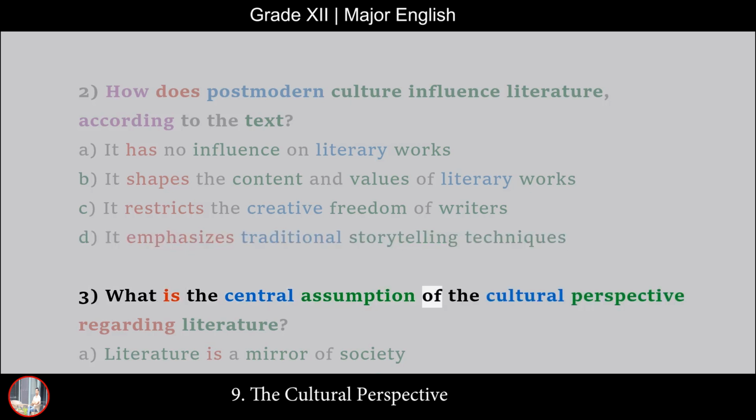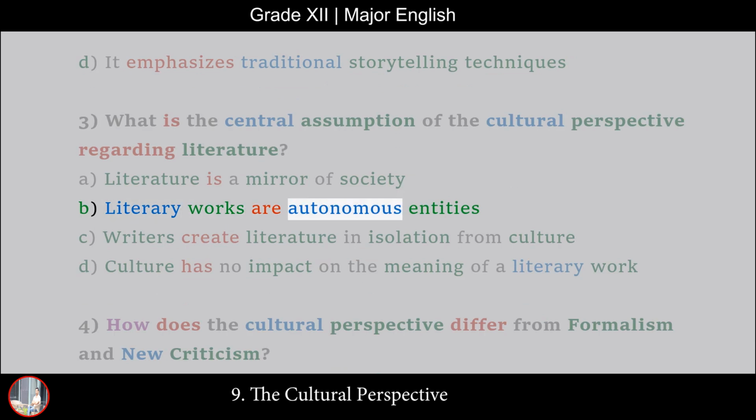3. What is the central assumption of the cultural perspective regarding literature? A. Literature is a mirror of society. B. Literary works are autonomous entities. C. Writers create literature in isolation from culture. D. Culture has no impact on the meaning of a literary work.